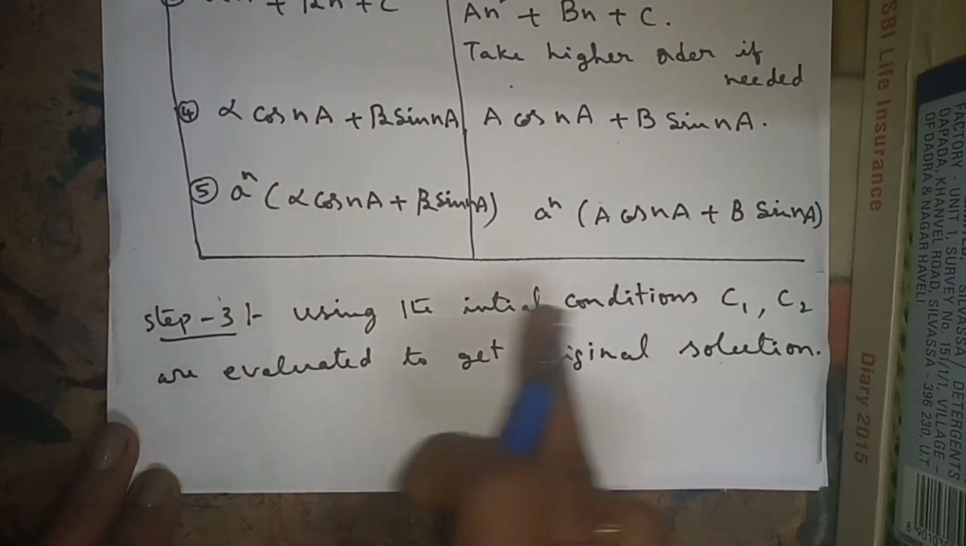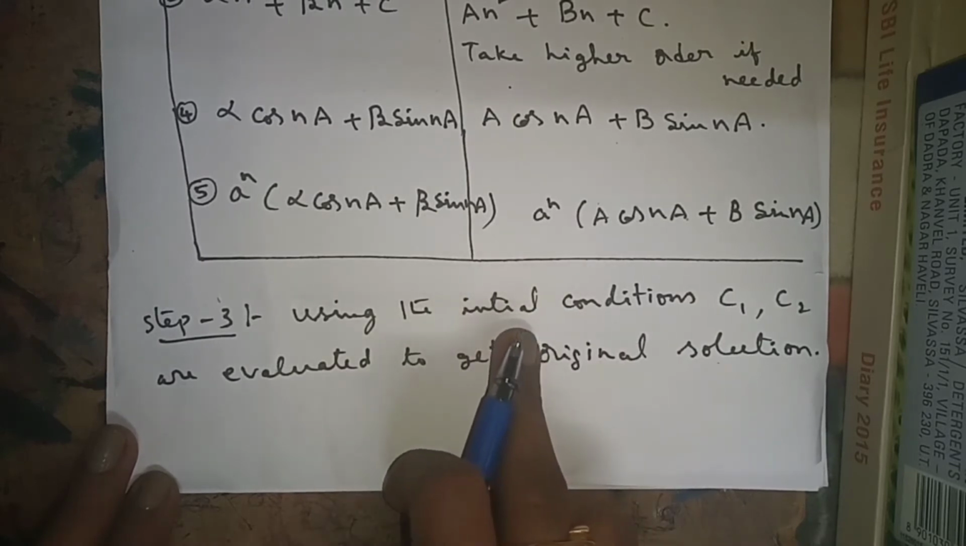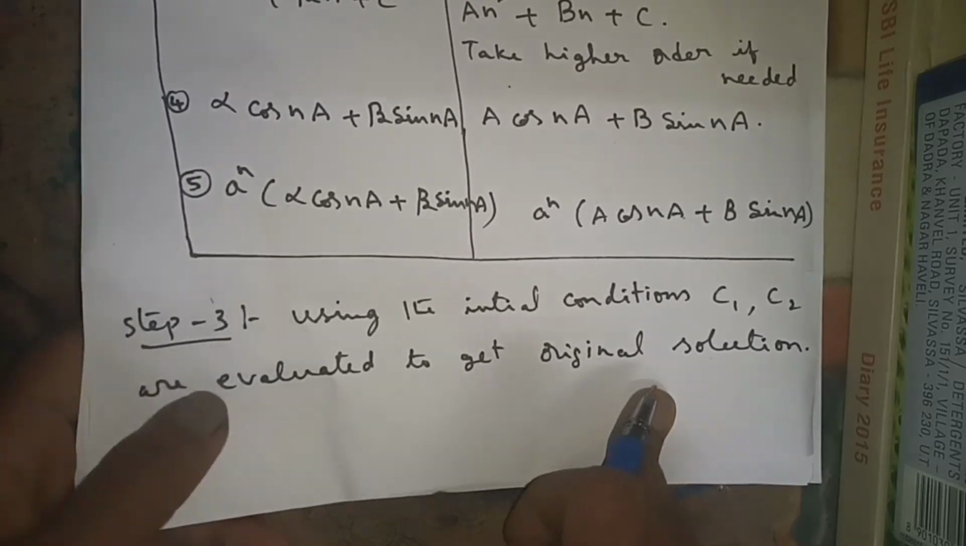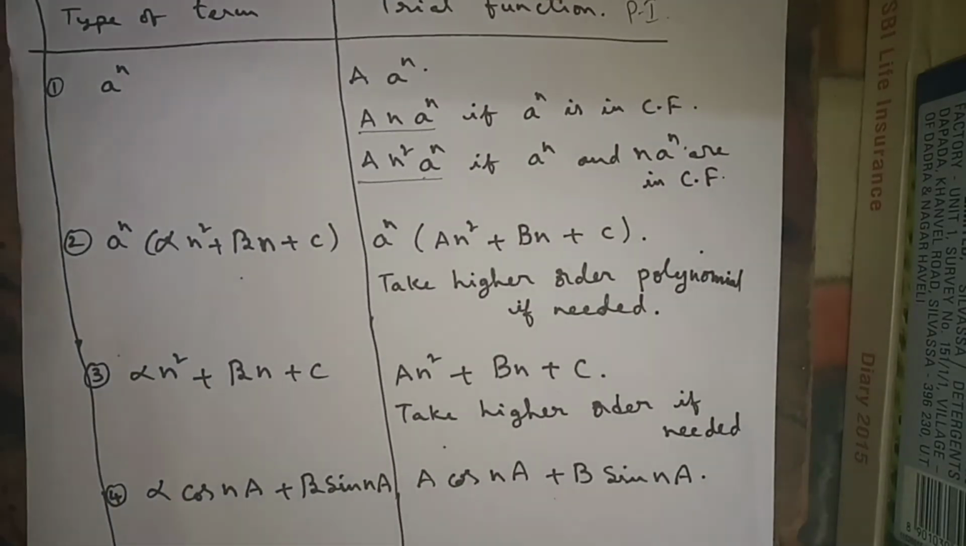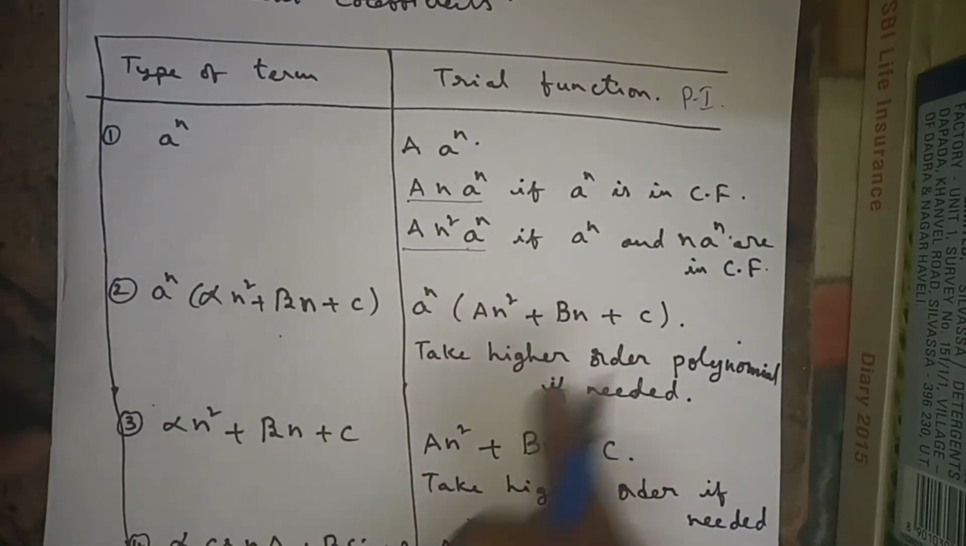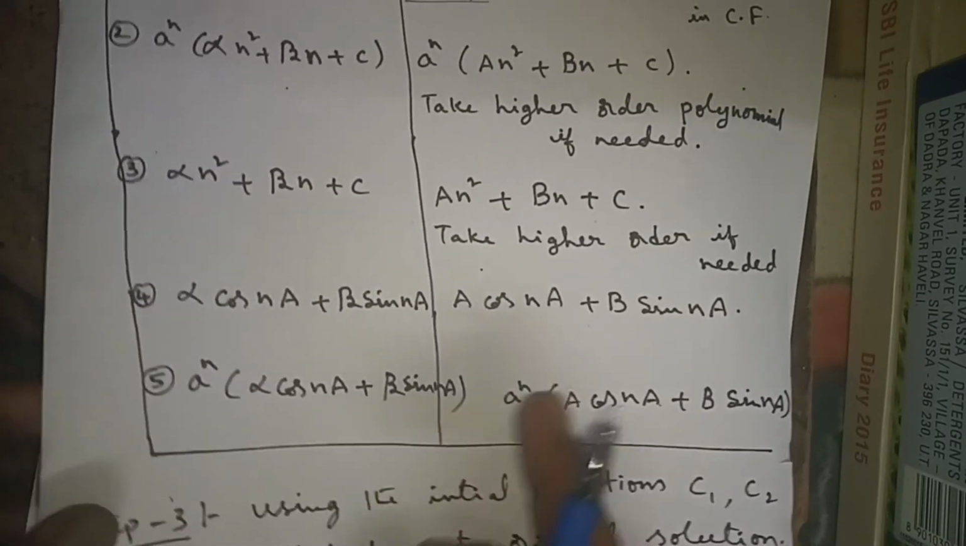Using the initial conditions, they will give you, we have to evaluate C1, C2 to get the original solution. These are the four formulas; remember them by heart. Now we will go to the first problem.